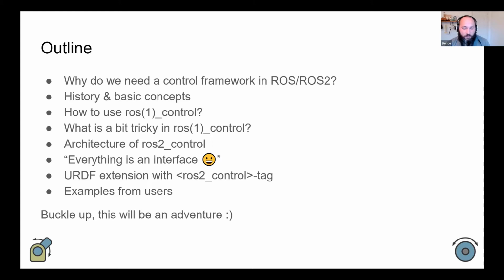In general, we're going to go through the motivation, some history, some of the basic concepts of ROS control, some of the usages, and some of the drawbacks, basically telling you the story of why we really wanted to go through the whole hassle of reinventing our own wheel. And then we're going to go into some more details about ROS2 control itself, and hopefully we're going to have some promising examples as well. So buckle up and let's go to the next slide.